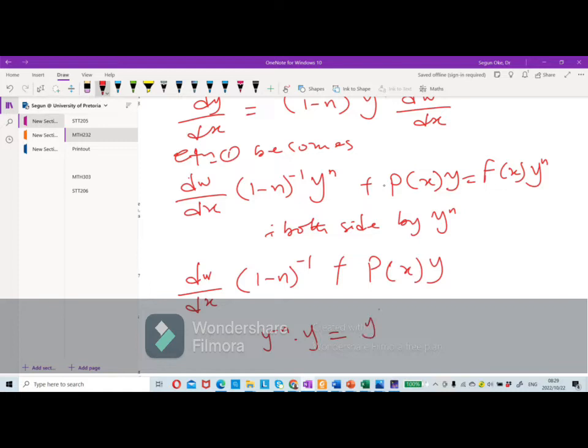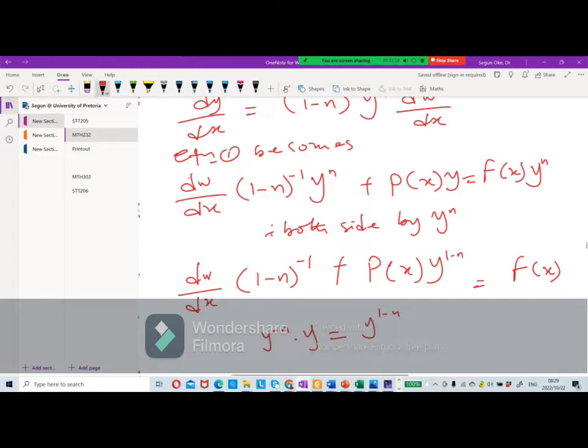You agree with me? It's y raised to power 1 minus n. Do you agree? Yes, sir. y raised to the power 1 minus n equals f of x. Which part is not clear from here, so that I can explain? I don't understand, sir. Which one don't you understand? Please talk. That dw/dx is equal to y. Y raised to the power minus n times y is equal to y.